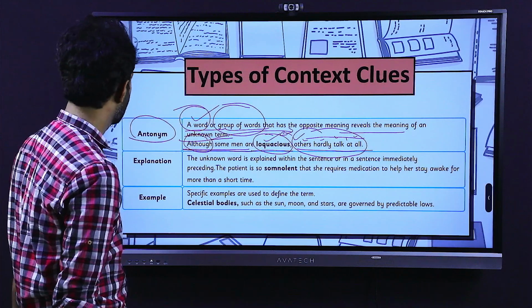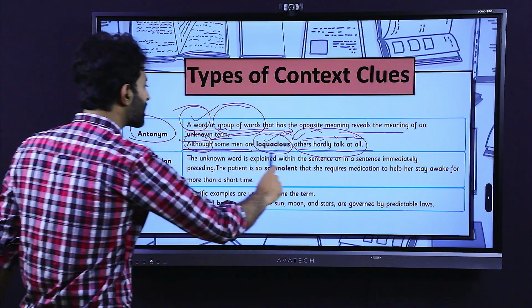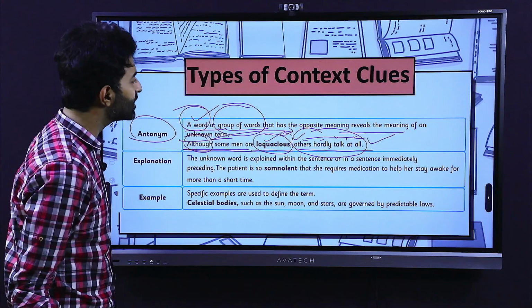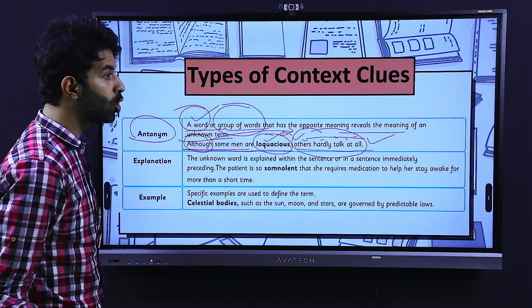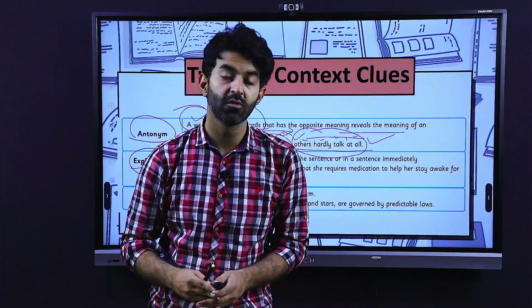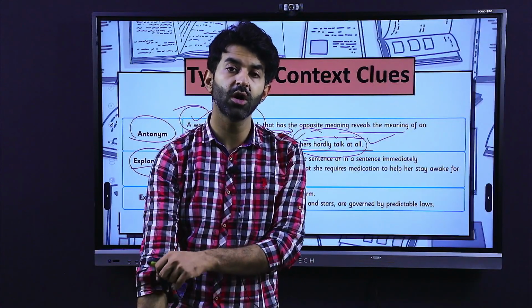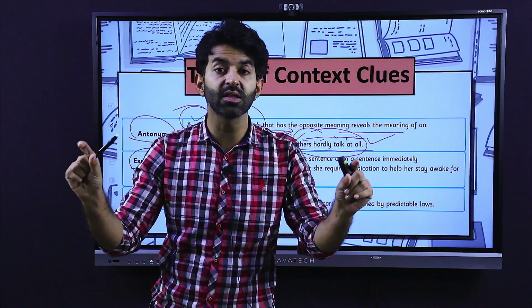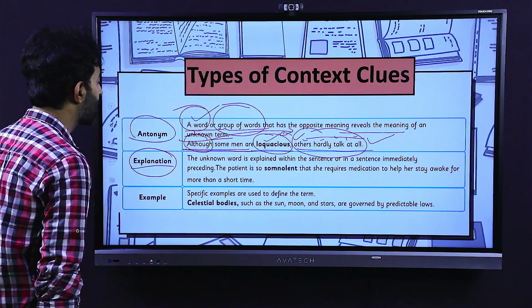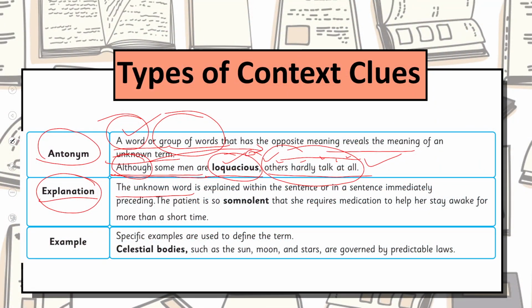We already know it. Now, what kind of context clue is this? How do we reach the right meaning? By using the antonym clue. The antonym context clue. Explanation context clue. Now, we can also figure out the right meaning of any unfamiliar word using an explanation that is there in the sentence itself, or it could be in the next sentence attached with it, the preceding one. The unknown word here is explained within the sentence or in a sentence immediately preceding.